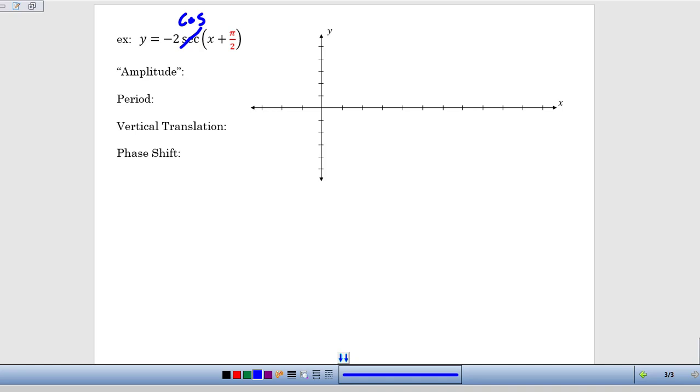Now the amplitude there is -2, again in quotes because we know that these functions don't really have an amplitude, but we have to account for it. The period is unchanged from the standard 2 pi since there's no b value. There's no vertical translation. There's no number being added or subtracted after the function. And then finally the phase shift on this one we have as -pi over 2. Again, make that correction on your handout.